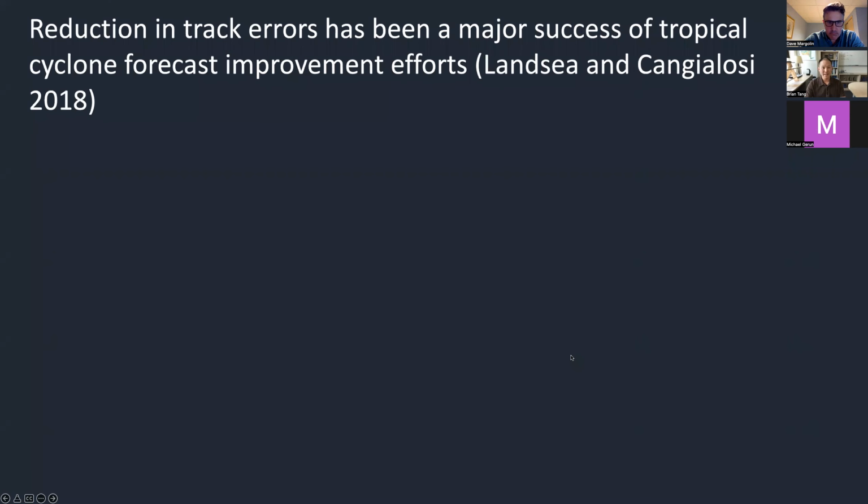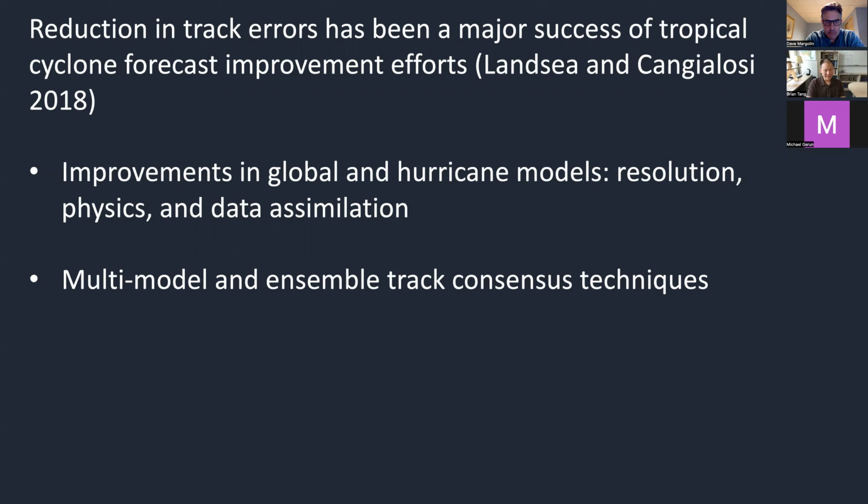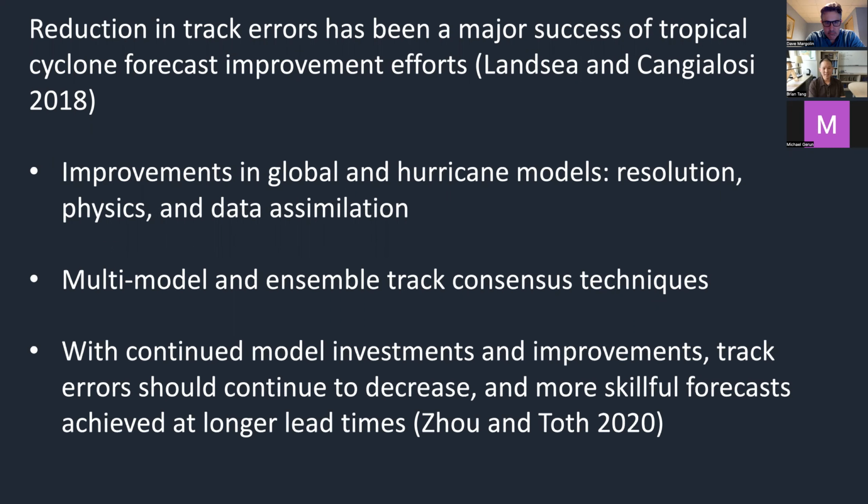Okay, so again, to summarize, error reduction in track errors has been a major success. Improvements in global and hurricane models resolution, improvements in physics, and improvements in data assimilation. All these have contributed to the trends that you saw in the previous figure. Again, consensus techniques really have been very valuable, both multi-model and ensemble consensus techniques.